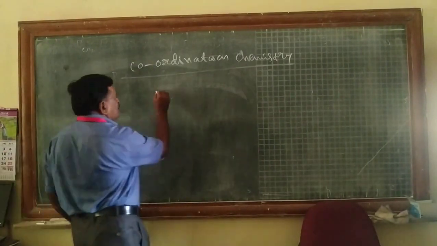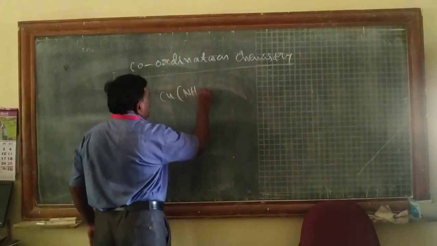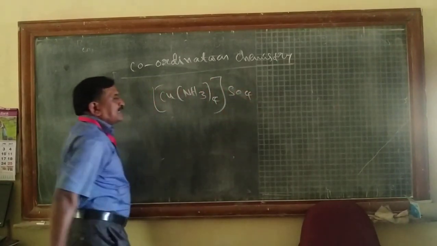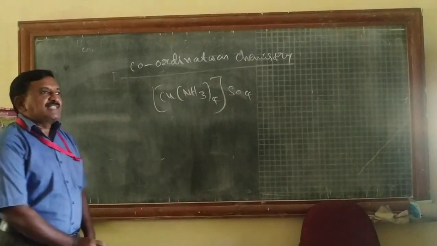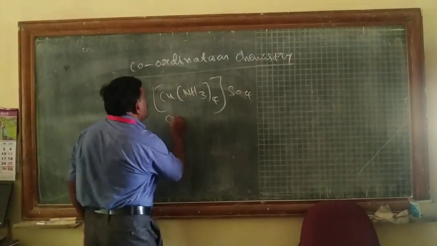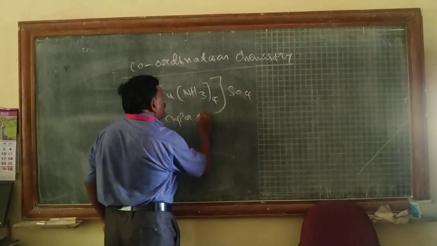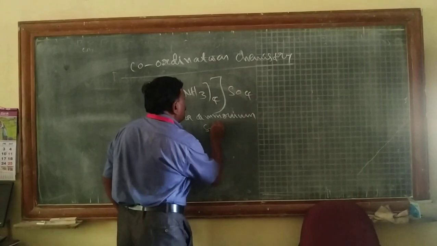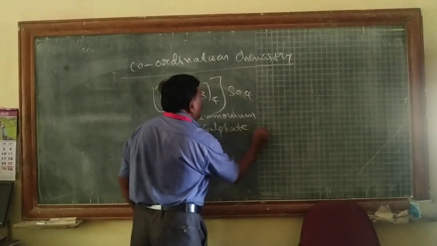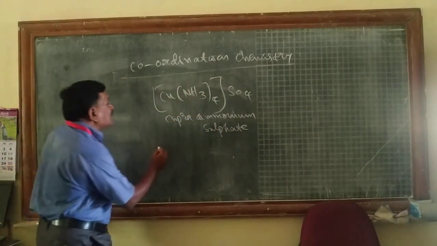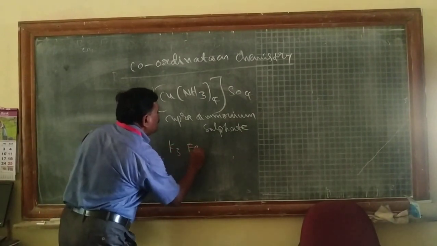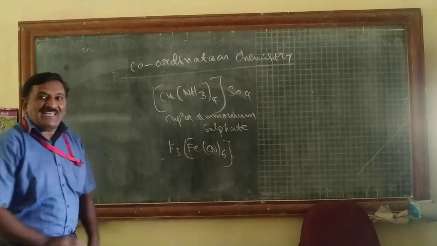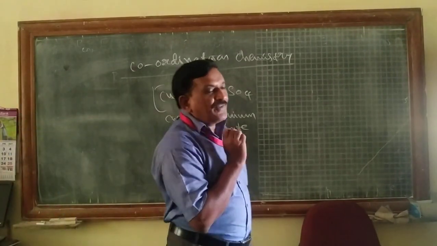If we have Cu(NH3)4 SO4, this is called a coordination compound. This is an example of a coordination compound. This is called cuproammonium sulfate. Then the second compound is K3Fe(CN)6. This is called potassium ferricyanide.